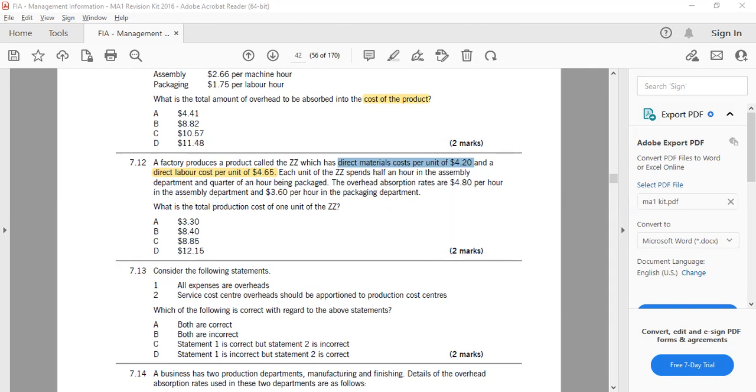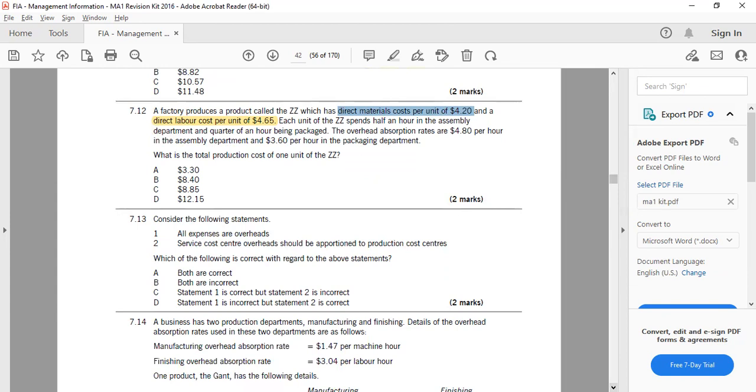Okay, let's see the next question. It says: consider the following. All expenses are overheads. Which statement is true and false? This we have to decide. Statement one: all expenses are overheads. Statement two: service cost center overheads should be apportioned to production cost centers. Statement 2 is correct. Statement one is not correct, only two is correct. So D should be the right answer.